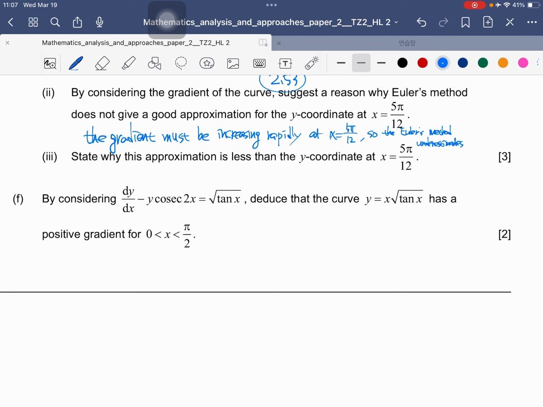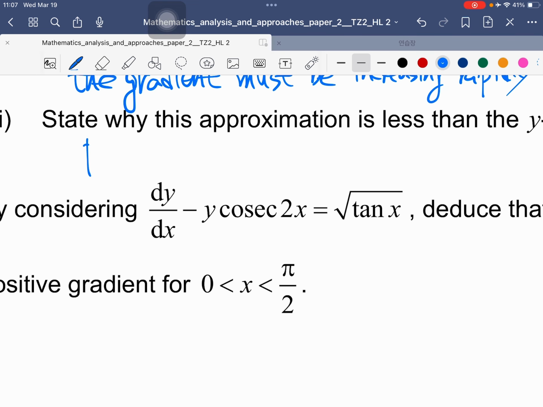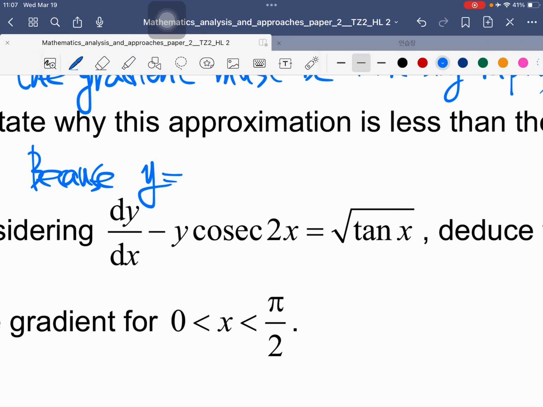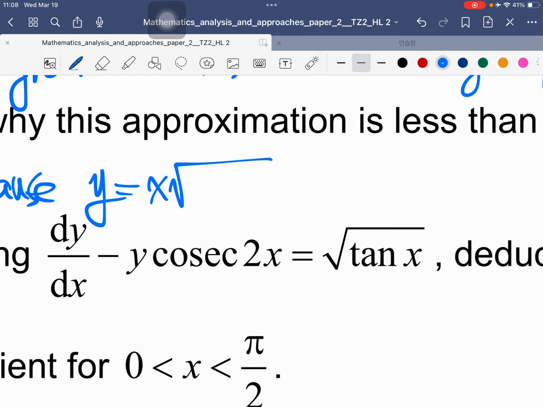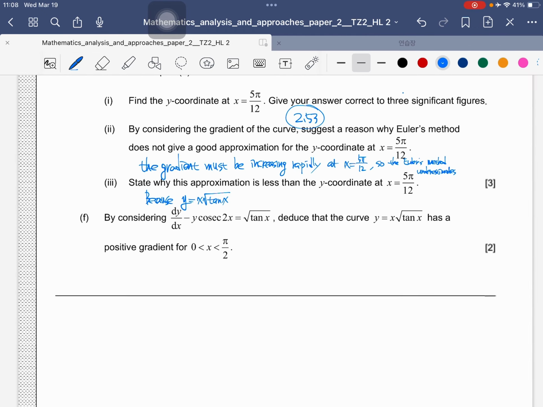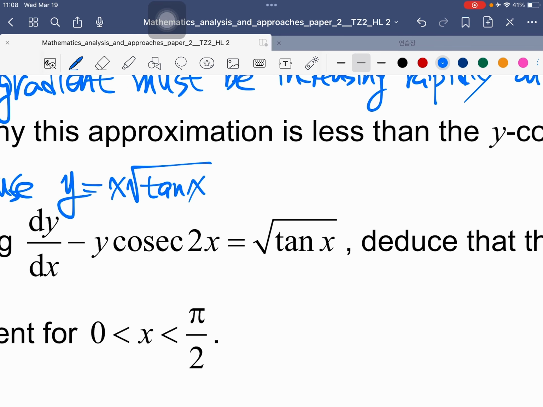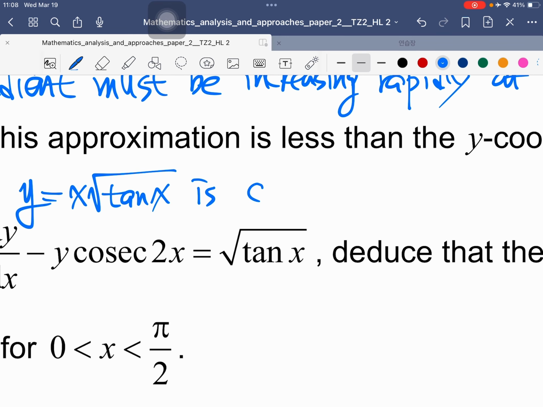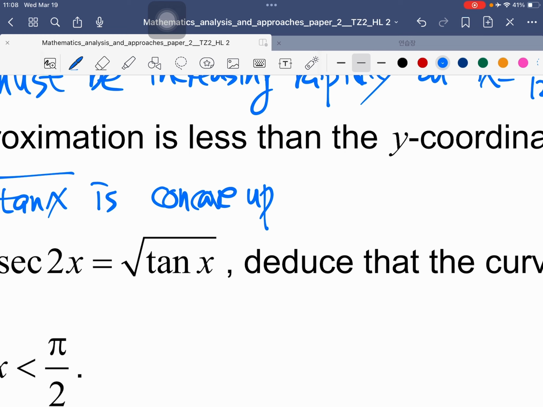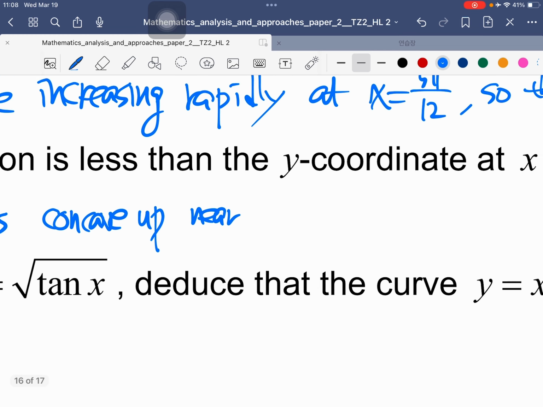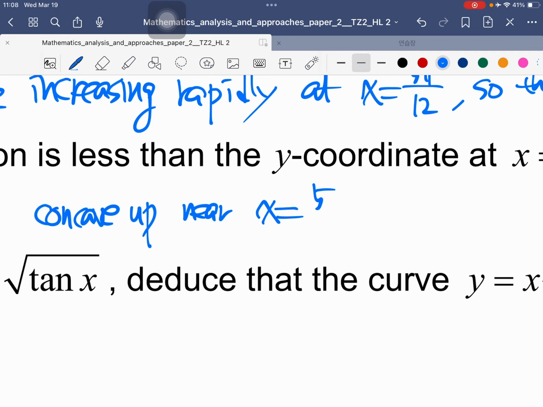Yeah, this is basically the same answer. Because y equals x square root of tangent x is concave up near x equals 5 pi over 12.